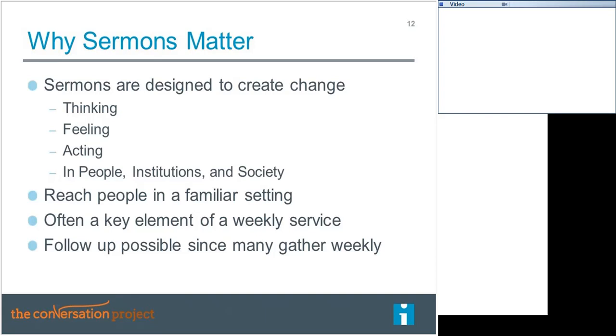And since many people gather in their worship settings on a weekly basis or a regular basis, a congregational setting provides an opportunity for a feedback loop, a chance to ask questions, gain clarity, seek support or more information, find conversation partners, and offer help to others.